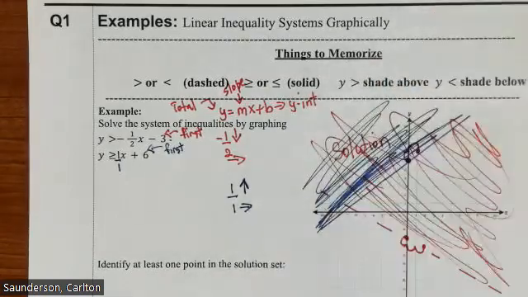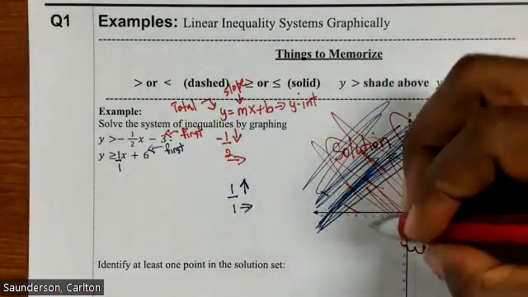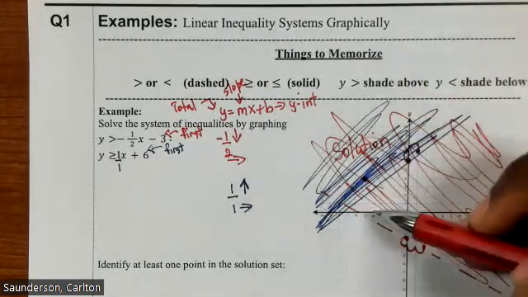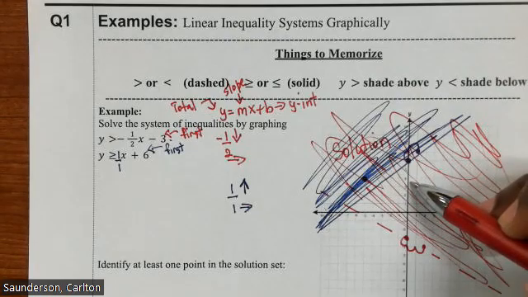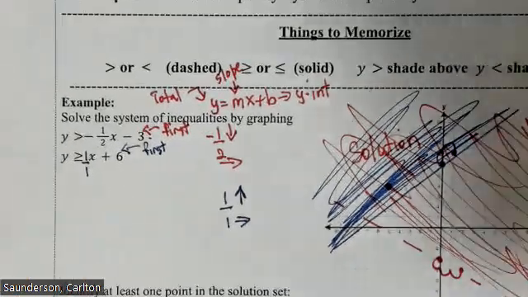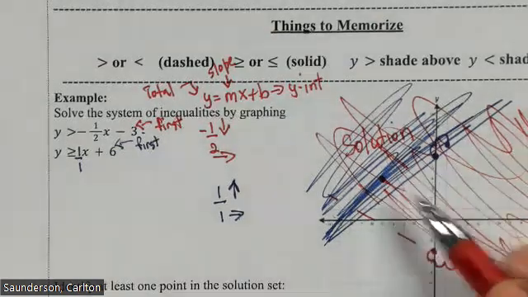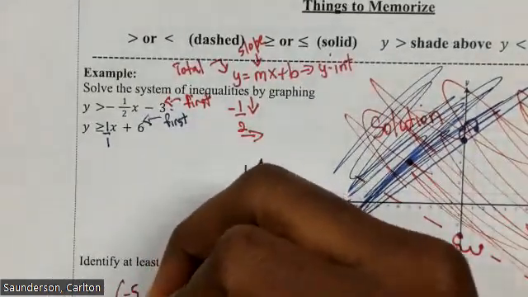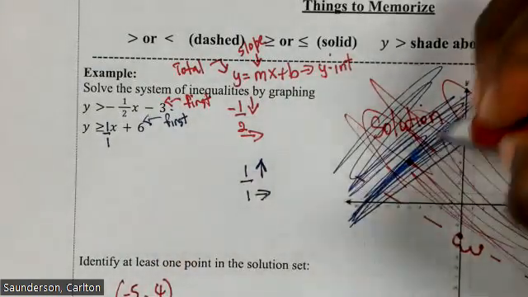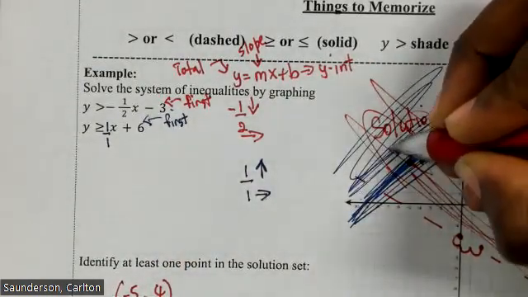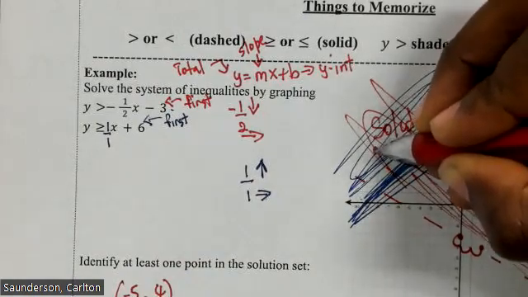You can pick any set of coordinates to be a solution. For example, there's a coordinate right here that could be a solution, -5, +4. You can see it's in that area. Because it's in that shaded area, it's a solution. So -5, +4 can be a solution. Any of these points can each be a solution.